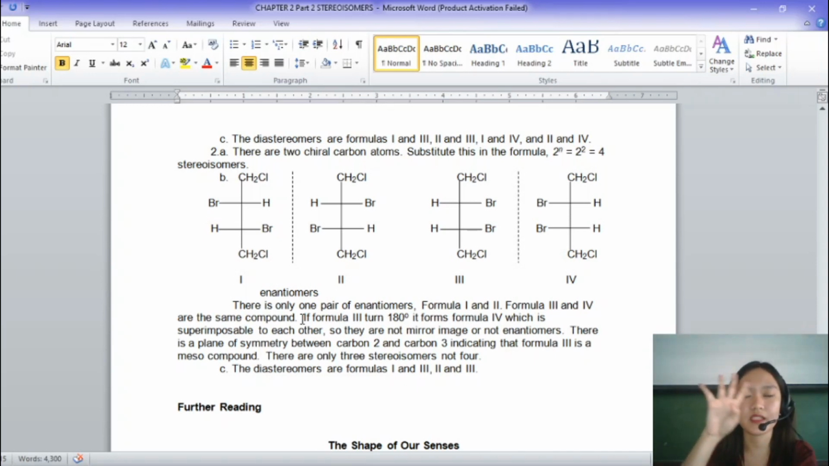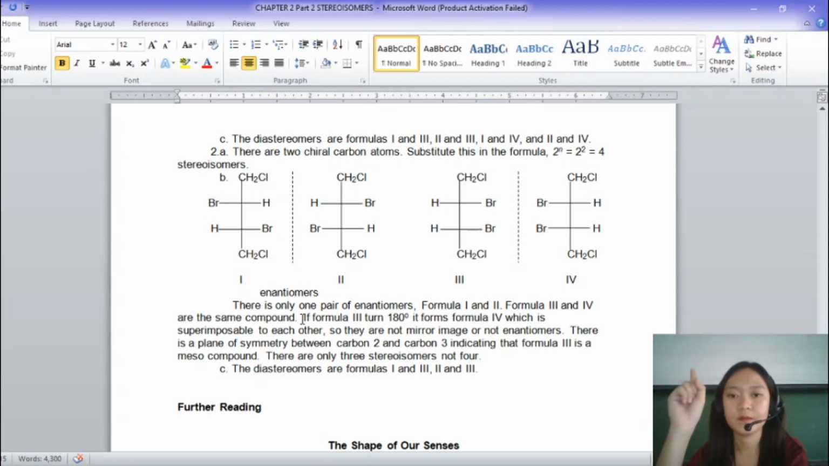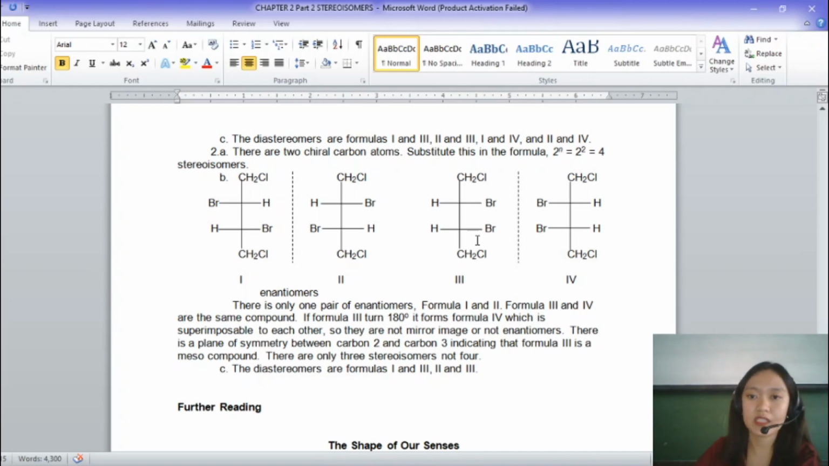So, ilan ang possible stereoisomer number? 4. 4 na stereoisomers. And then, ilan ang pair of enantiomers? 1. There is 1 pair of enantiomer. You have pair 1 and 2. Ilan ang mesocompound? You have 1 mesocompound. Your structure number 3. Kasi ito mirror image nilang man yan. So, your mesocompound is the structure number 3.